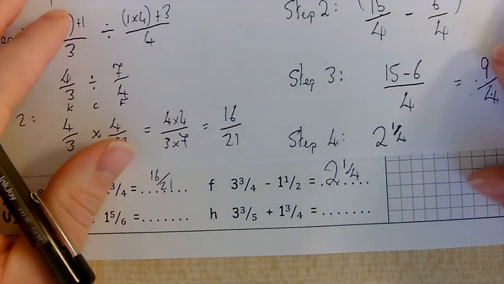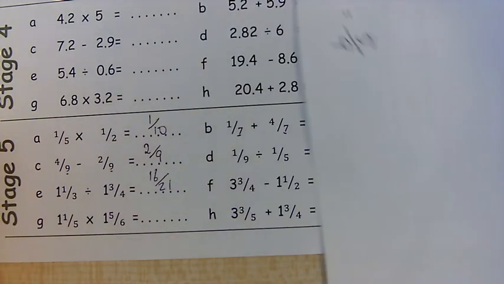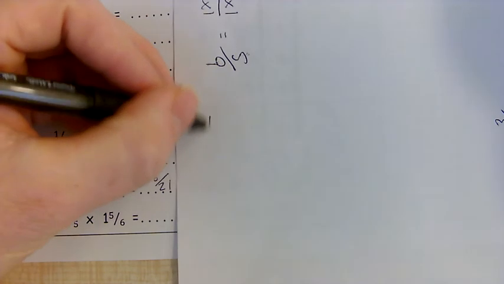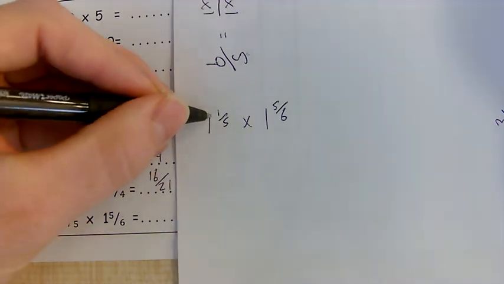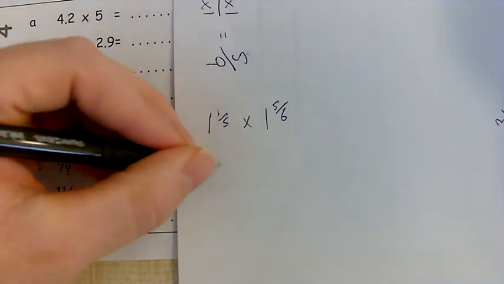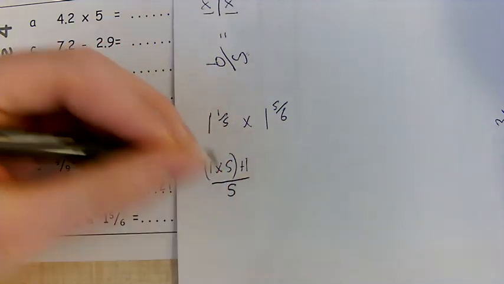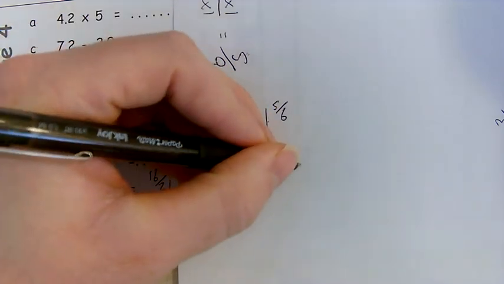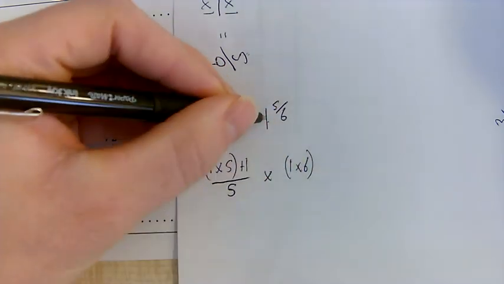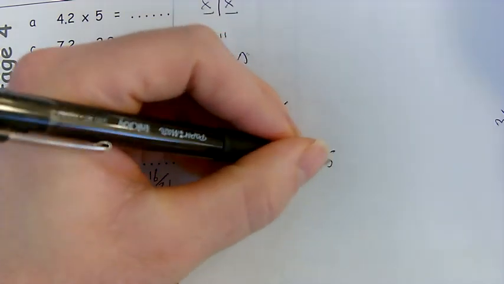On the next one, again, going to have to change these into improper fractions. So we have got 1 and 1/5 multiplied by 1 and 5/6. Change them into improper fractions. We've got 1 times 5 plus another 1, and we're multiplying that by 1 times 6. So it's always that big number here, that whole number multiplied by the denominator, and we add on 5.